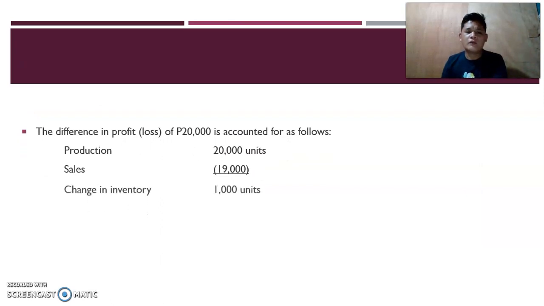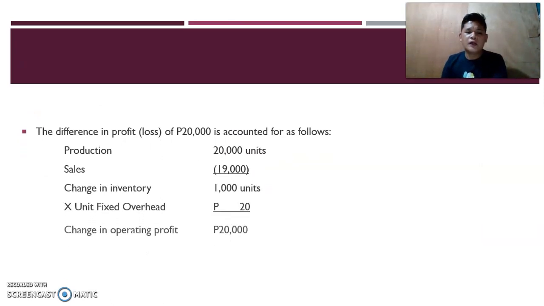So, kapag yung tinatanong doon sa problem is magkano ngayon yung difference in operating profit under absorption and variable costing, kunin mo yung production, kunin mo yung sales, ibawas mo yung dalawa, that will be the change in inventory. So, kapag yung tanong is magkano yung change in inventory, ito yung sagot, 1,000 units. Pero kapag yung tinanong magkano ngayon yung change in operating profit, so 1,000 units times 20 pesos, that will be 20,000.